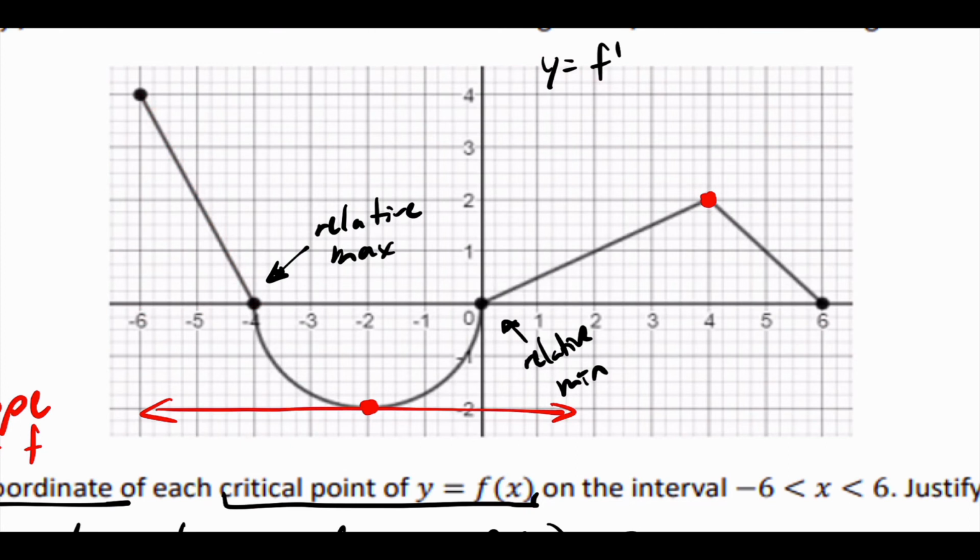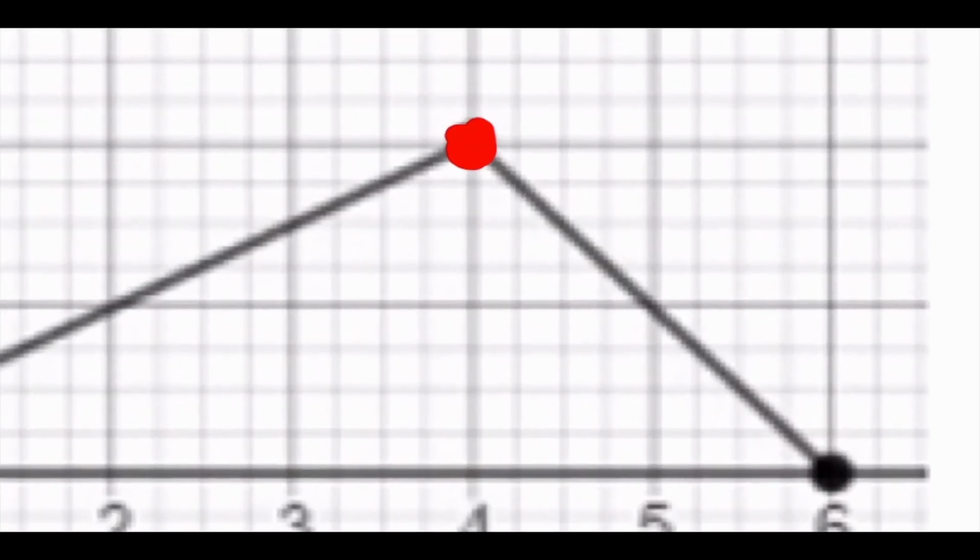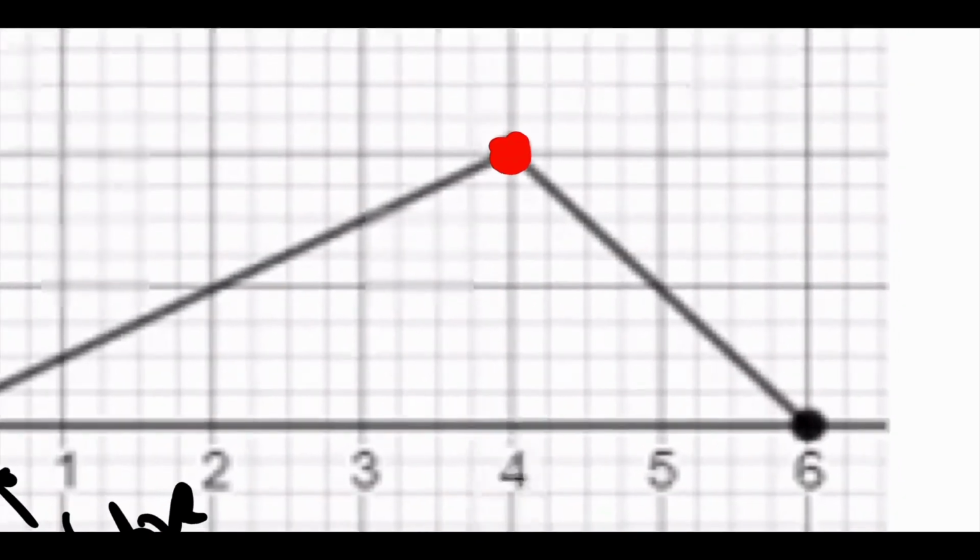Not 0. What's the slope at 4? If you wanted to find the slope at this dot right here, what would that be?